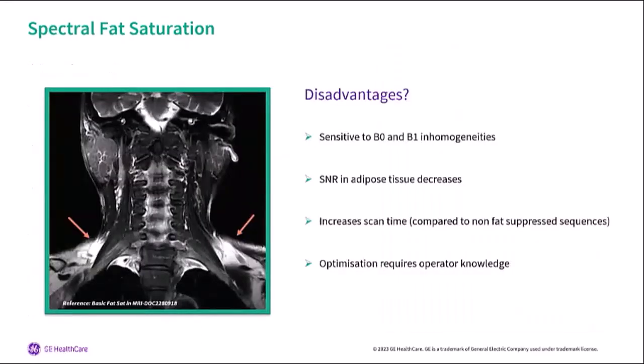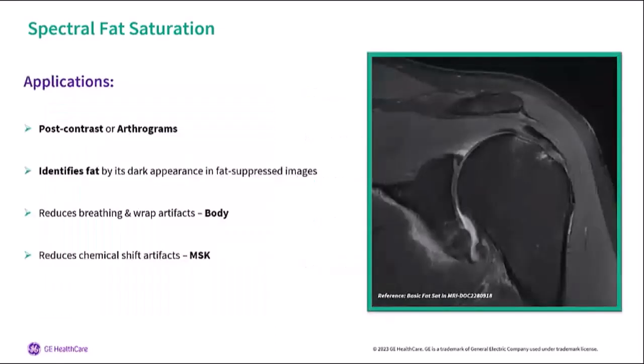And what are the disadvantages? So first of all, it's very sensitive to B0 and B1 inhomogeneities. The SNR in fat tissue decreases. Increases the scan time when compared to non-fat sat suppressed sequences. And the optimization requires operator knowledge.